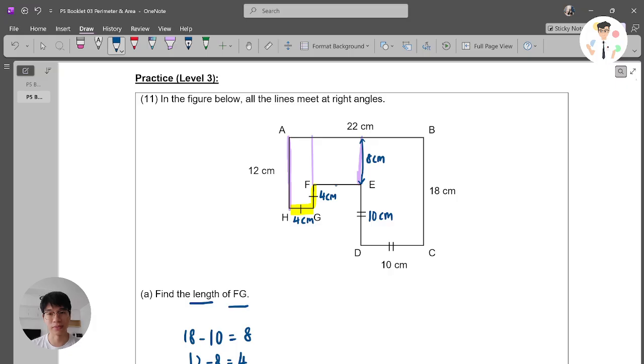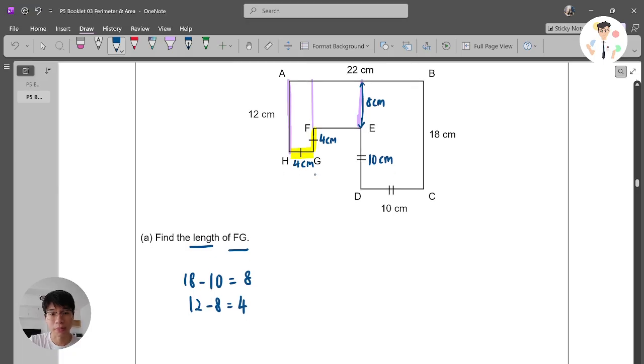FG is 4 cm. What I'm trying to do is use BC as 18 cm minus ED as 10 cm to find out that this part is 8 cm. And if I know this part is 8 cm, then I just use 12 minus 8, then I get 4. That's basically part A.